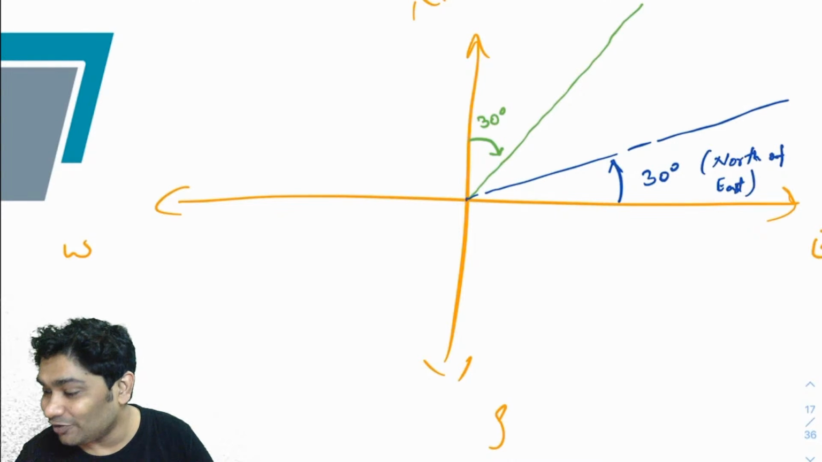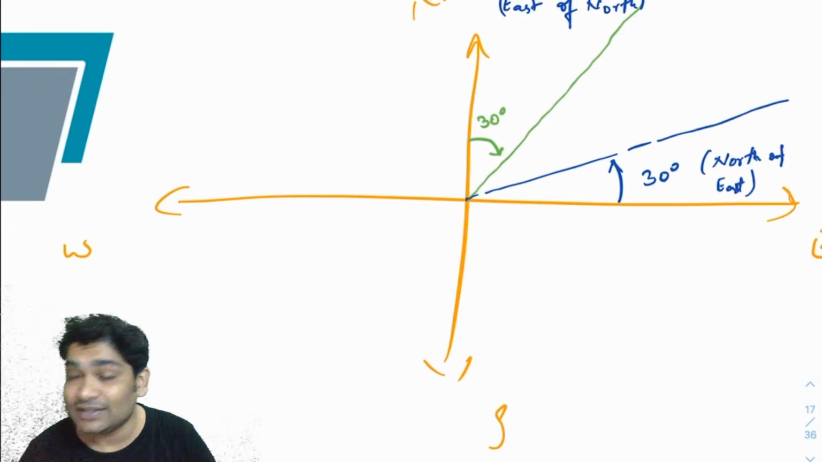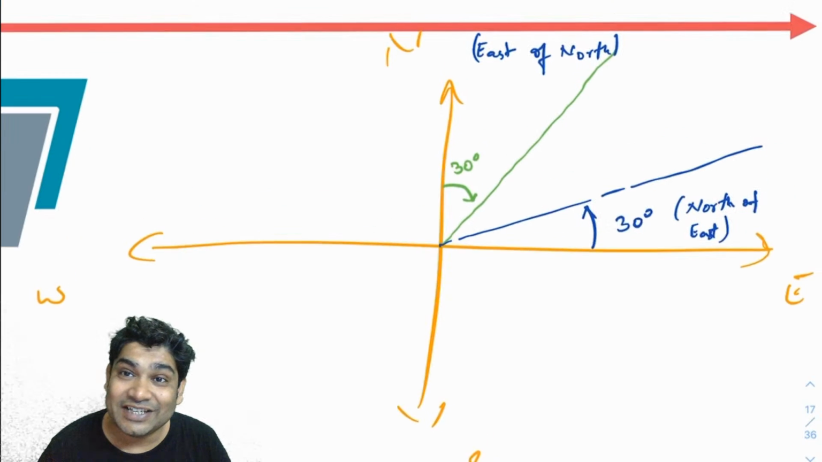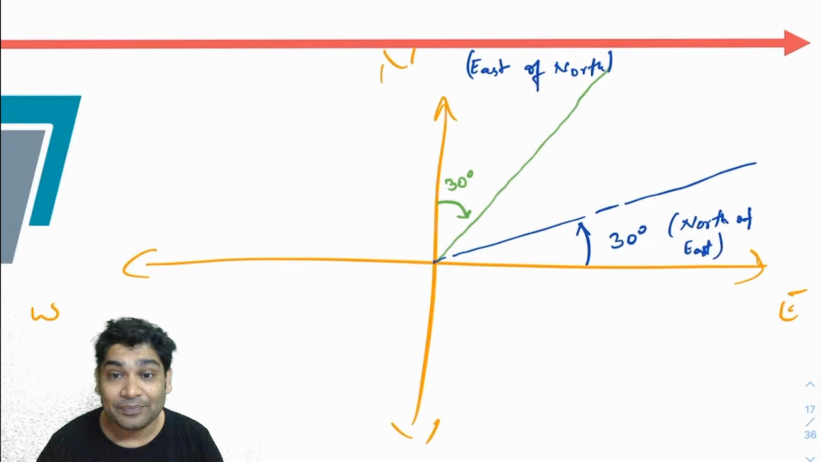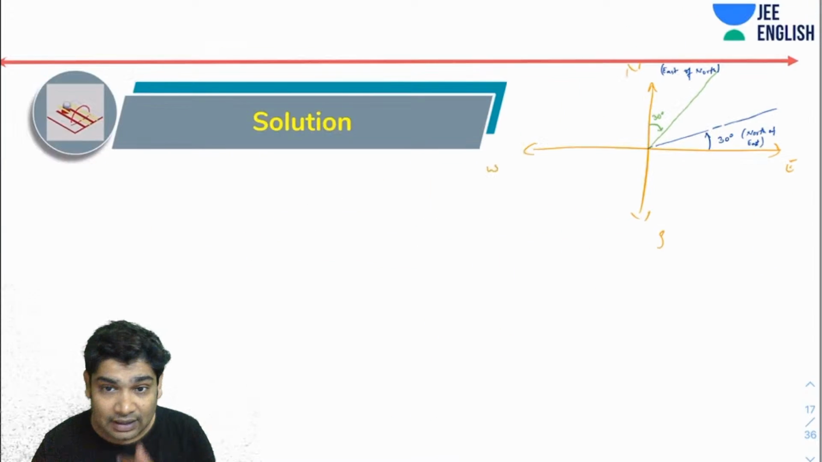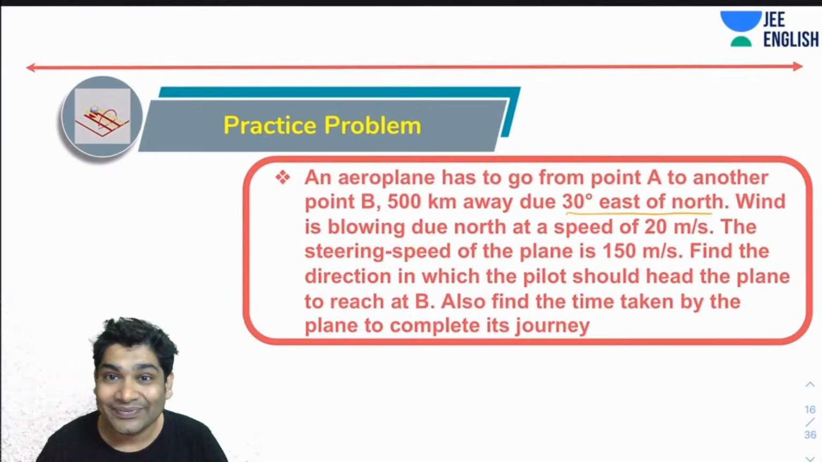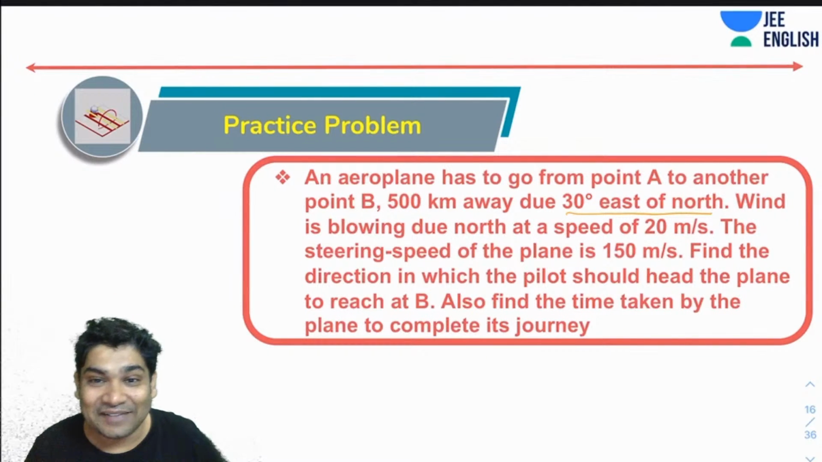And this is east of north. Alright, so I hope you realize the difference. One is east of north, another is north of east. So that is how you judge your directions. 33.8 degrees, I don't know. I don't remember. I will have to see.